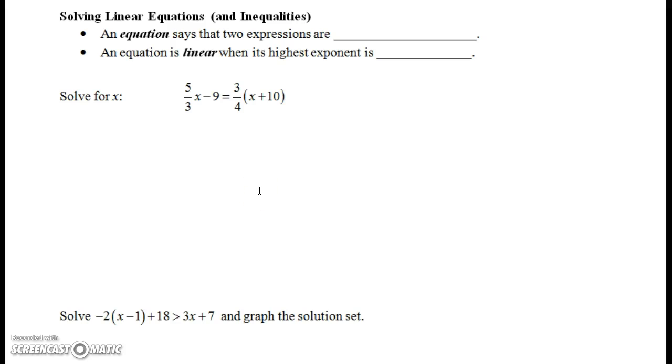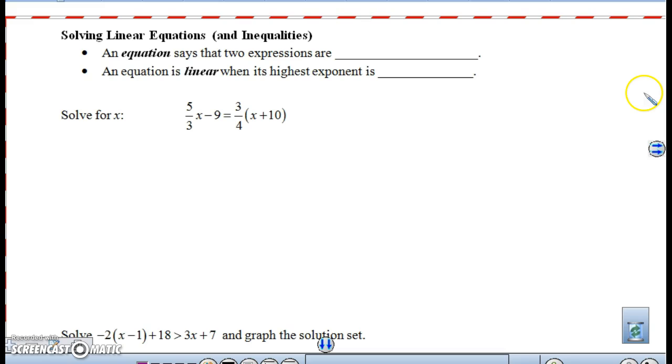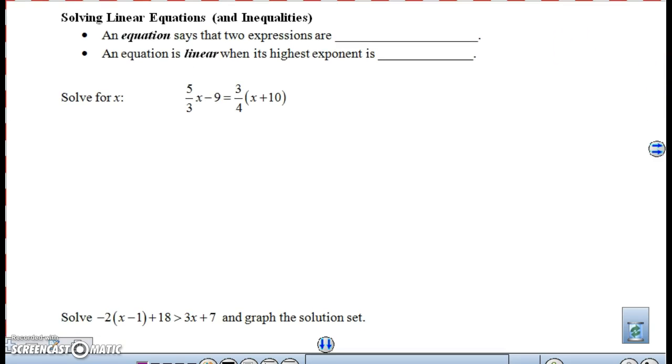Now, when we're solving linear equations and inequalities, we have to be able to understand what's being asked of us. An equation says that two expressions are equal. Okay, that's why it has an equal sign in it. Each part of it is an expression, and those two are equal. An equation is linear when its highest exponent is 1. Notice there's no squares in here, there's no cubes. Every x has an exponent of 1. So this is a linear equation.